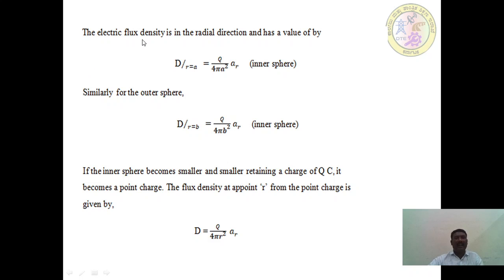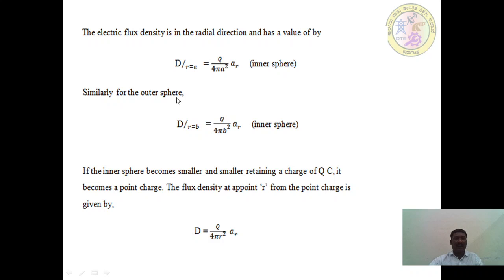See, this electric flux density is in the radial direction. For the inner sphere, the electric flux density is denoted by the letter capital D. For the inner sphere, r is equal to a. The value is Q divided by 4 pi a square into the unit vector a_r.